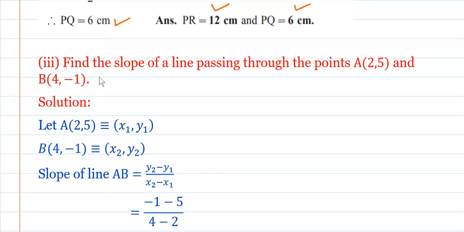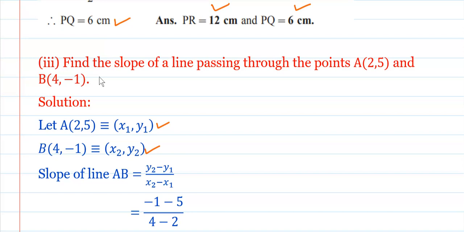Find, next question, find the slope of a line passing through the points A(2, 5) and B(4, -1). Okay. मग A चे coordinate किती आहेत x1, y1, B चे x2, y2. Slope means what? Difference of y coordinates upon difference of x coordinates. First sequence same घेणार यामध्ये y2 minus y1 upon x2 minus x1. That is minus 1 minus 5.